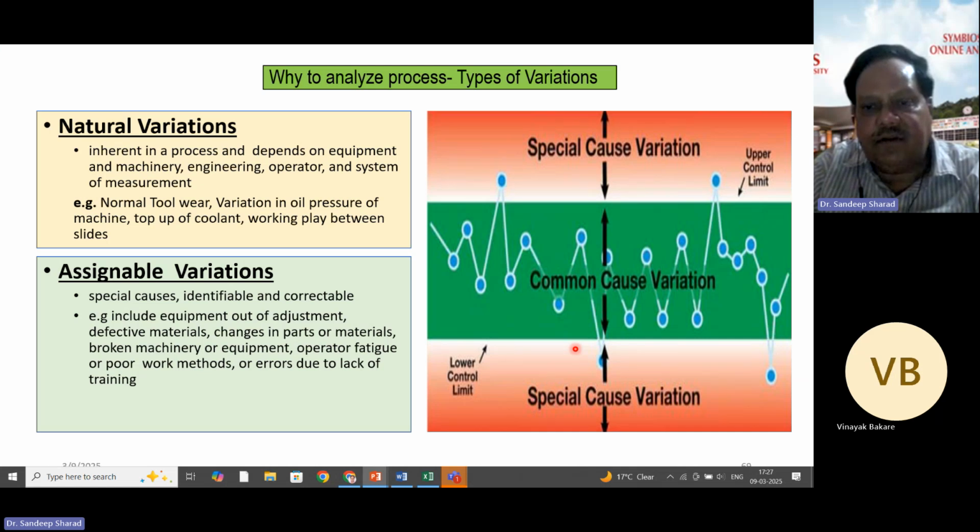So that is how this view is used to analyze whether it is a natural variation or an assignable variation. Based on that, we decide which technique is required for solving it, whether it is a machine variation, a manual variation, or some other variation affecting the machine. Those types of variations are addressed in the study, and assignable variations are taken into consideration for reducing them to natural variations.